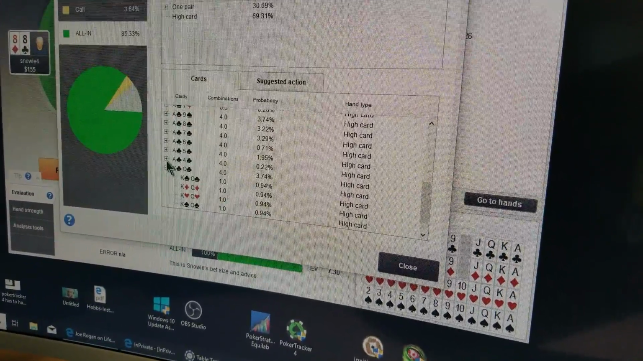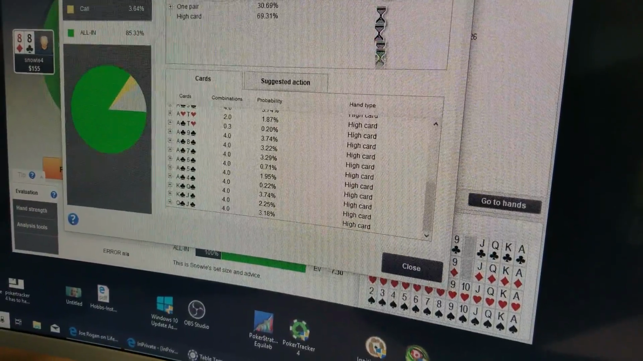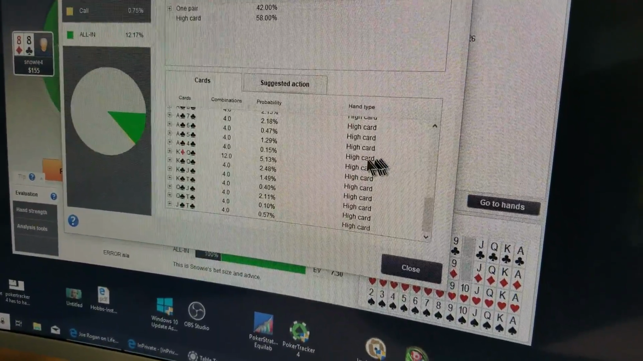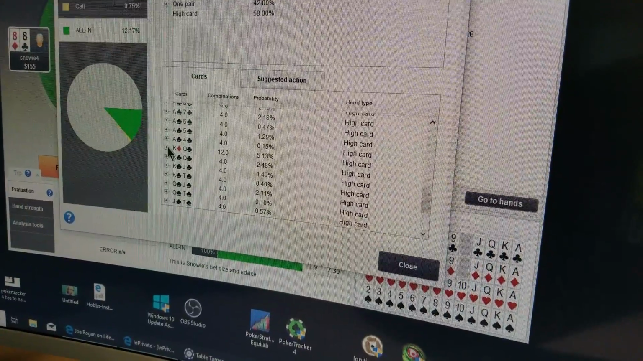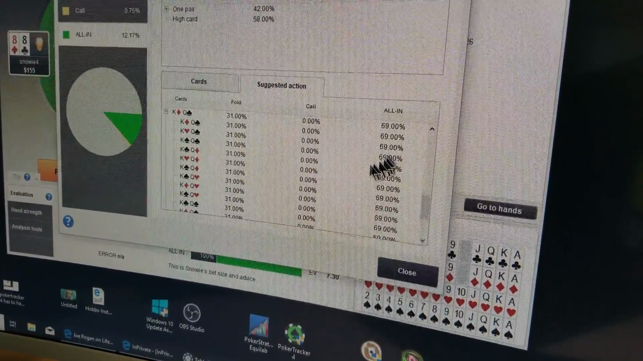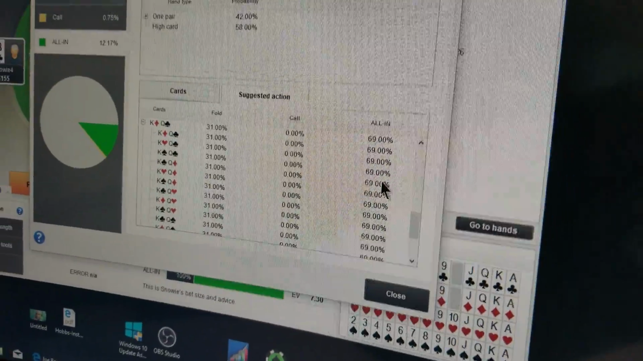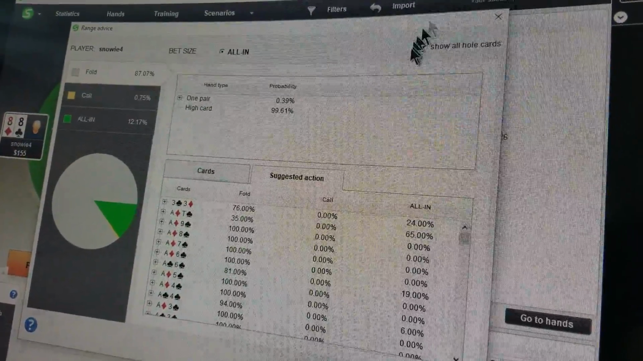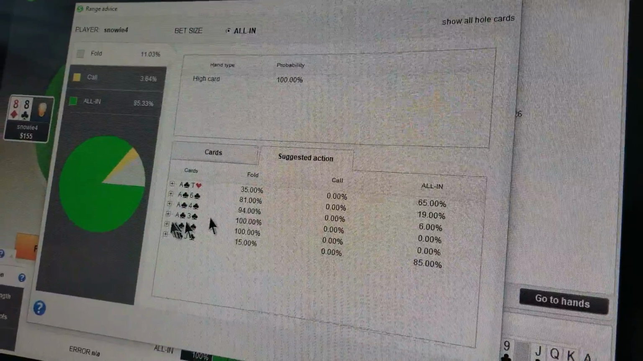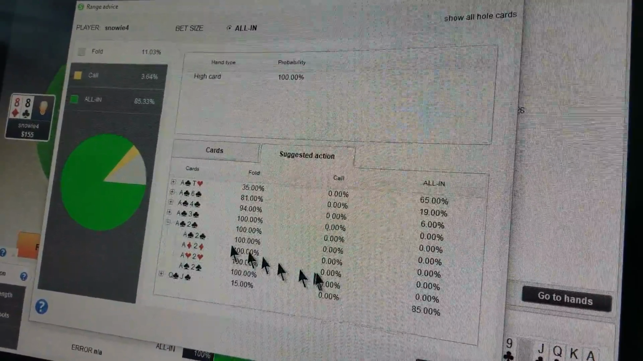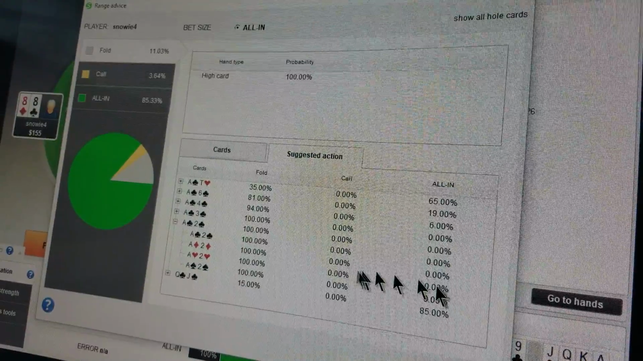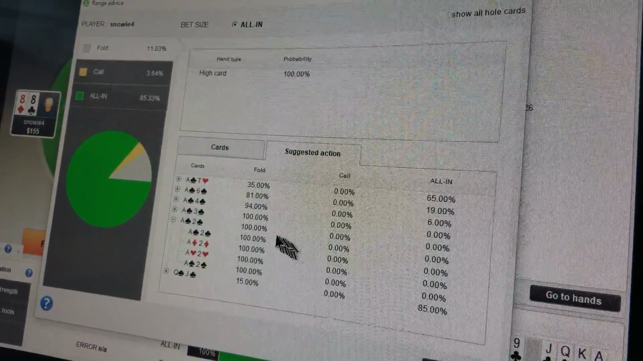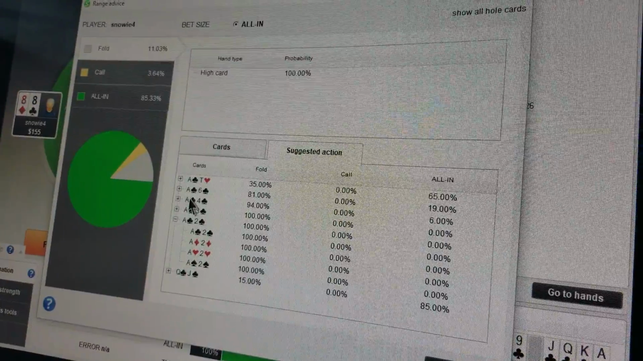For some reason, King Queen regular is not there, but maybe if we show all hands. Yeah, King Queen offsuit, 69% all in. So some of this is not 100%, and some of the fold stuff is also not 100%. So be kind of careful here. 0%, 0%, fold 100% facing his shove.